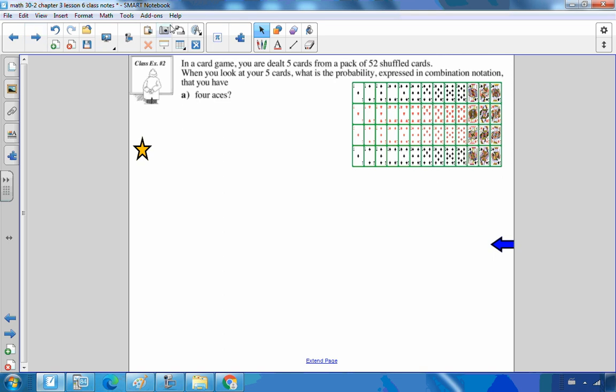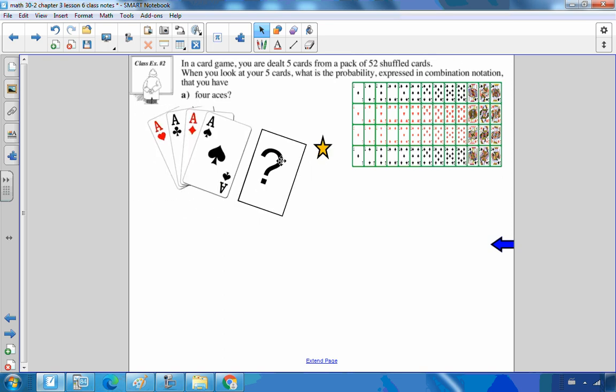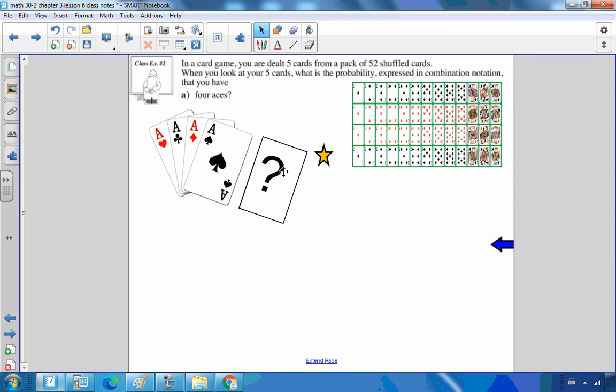Now we're going to look at 5 card hands. I want to know the chance that I'm going to have 4 aces. We're going to leave our answer in combination notation. Now, first thing that you need to remember is that I have 5 cards. So if 4 of them are aces, 1 of them is not an ace. So 1 of them is not an ace. We always have to add up to 5 cards.